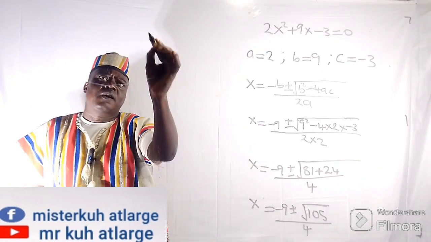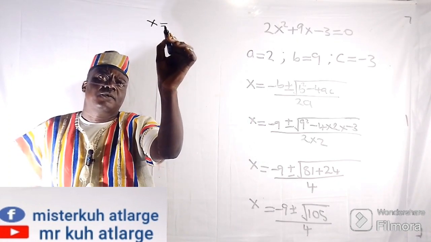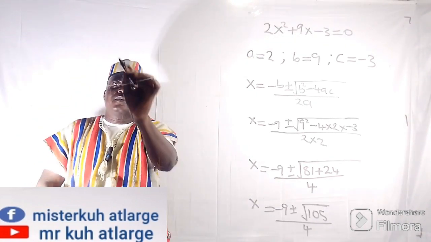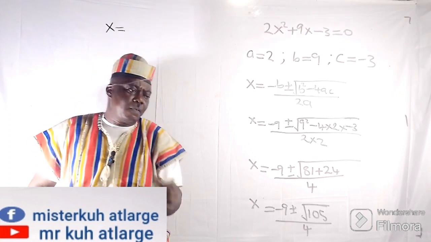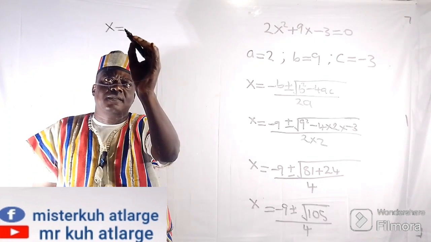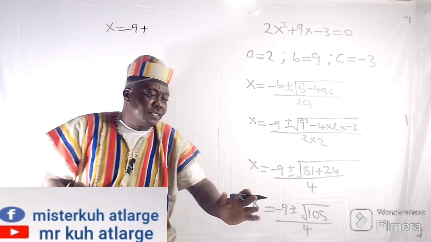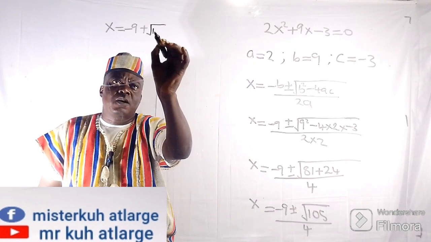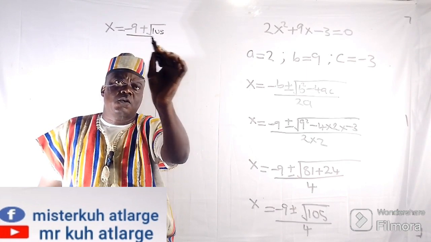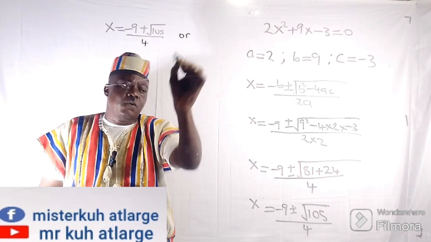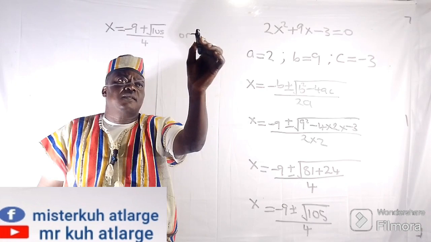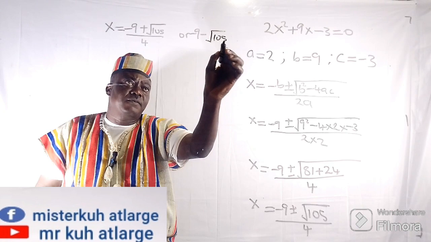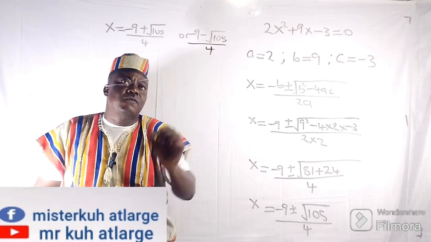Let's continue. So now our x will be equal to minus 9 plus, you now separate them, minus 9 plus square root of 105 over 4, or minus 9 minus square root of 105 over 4.